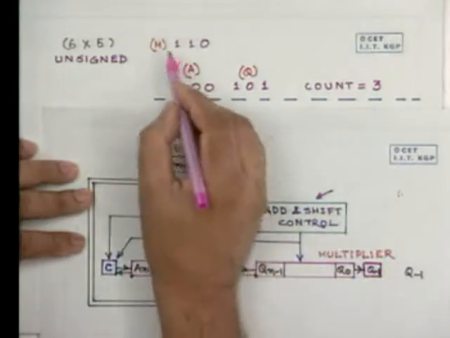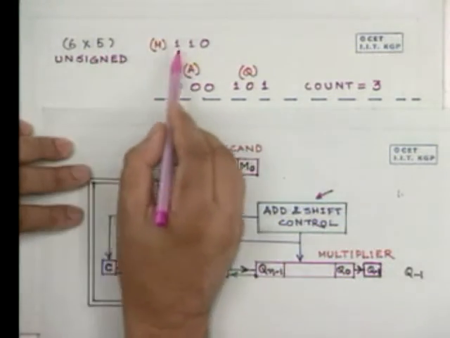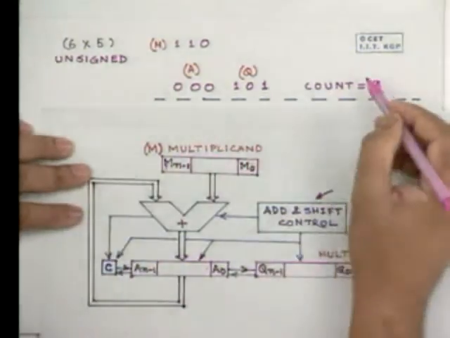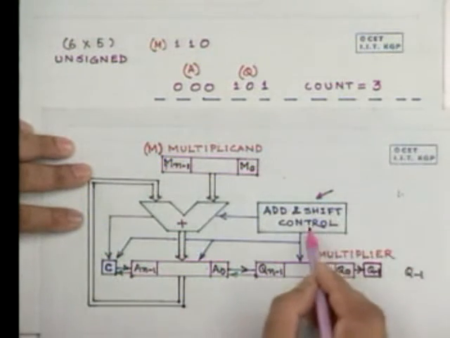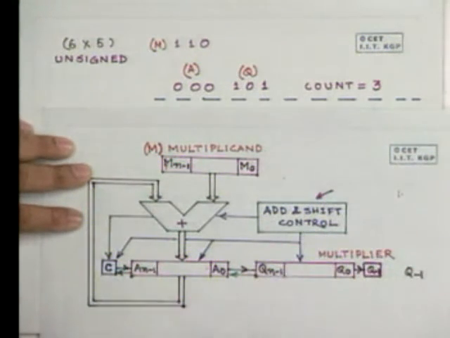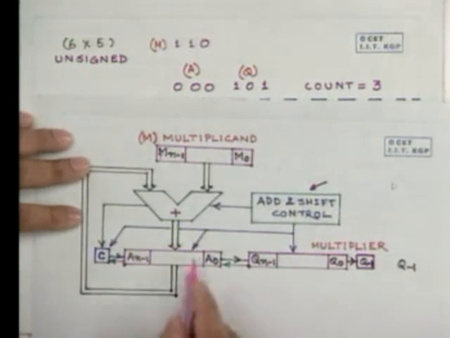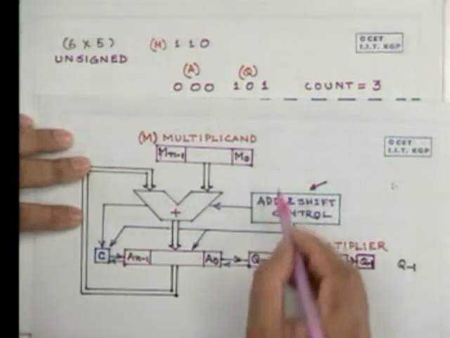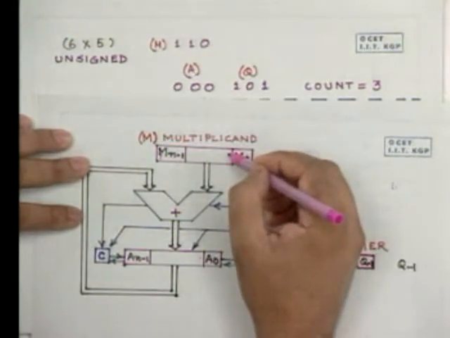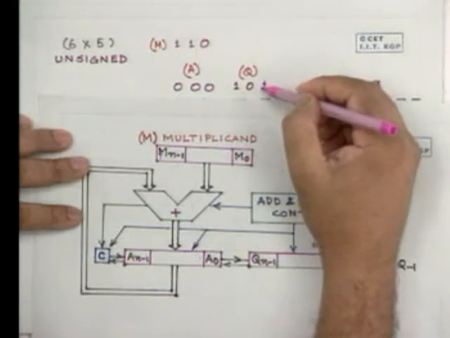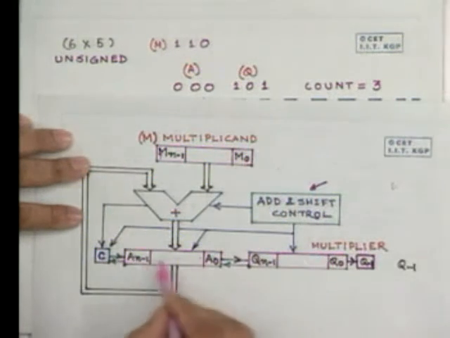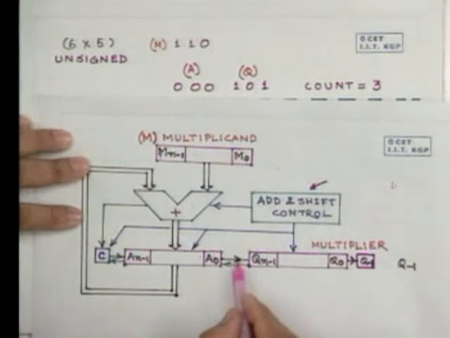And since we are talking about 3-bit unsigned numbers, the count has been kept as 3. Therefore, count has been loaded with 3. This is the initialization. Multiplicand has been loaded here. A multiplier has been loaded here. A register has been cleared out. The entire circuitry has been arranged so that shifting right will take place. And the operation is allowed to go.